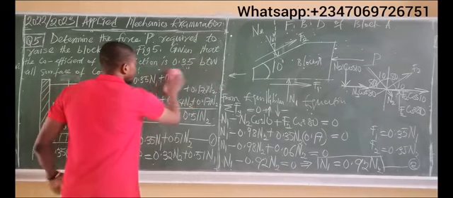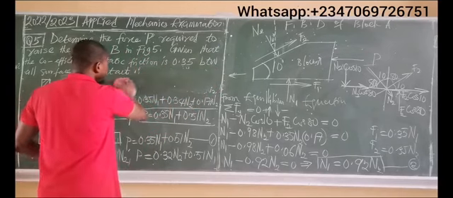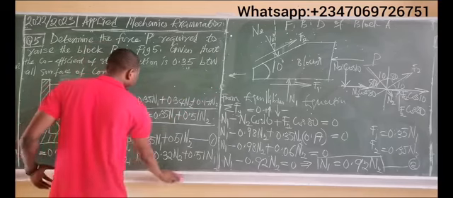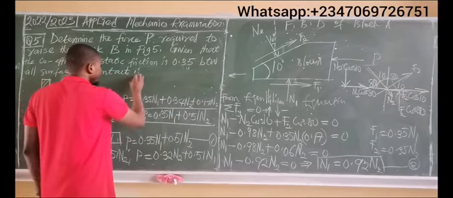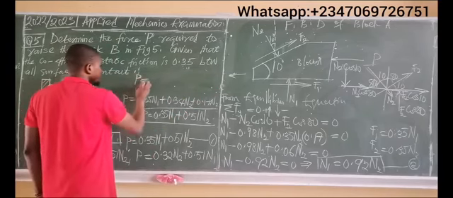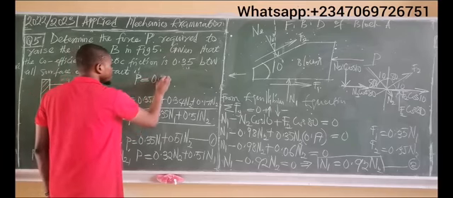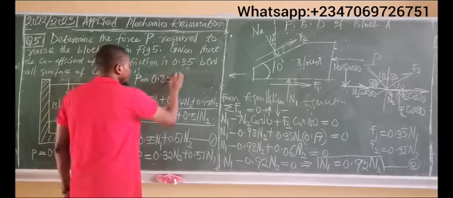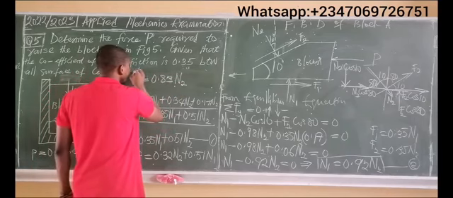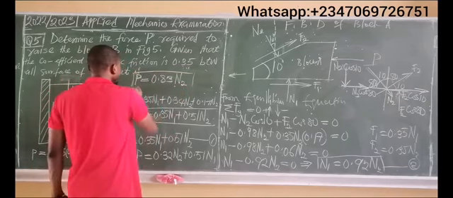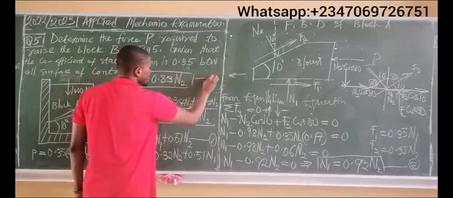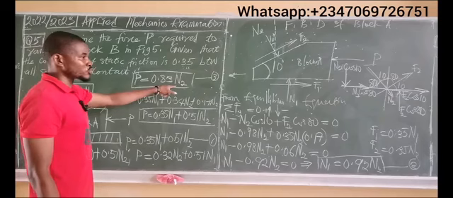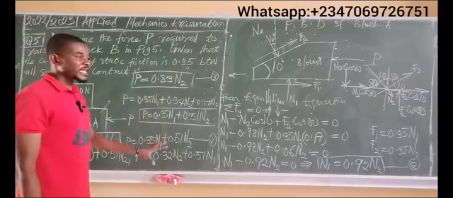Hence, you can keep that equation somewhere for P. So P is simply equal to 0.83 N2, and you can call this equation 3. All we are looking for now is N2. So we are done with the equilibrium analysis for block A.